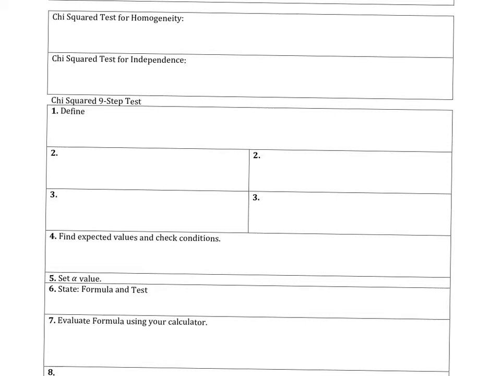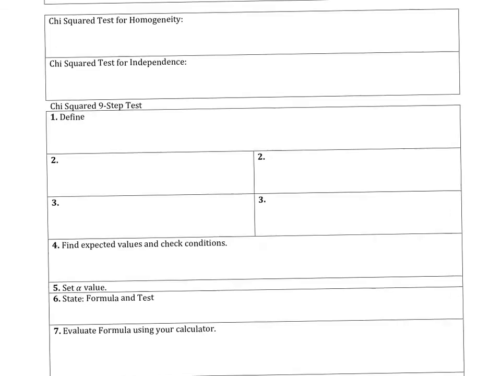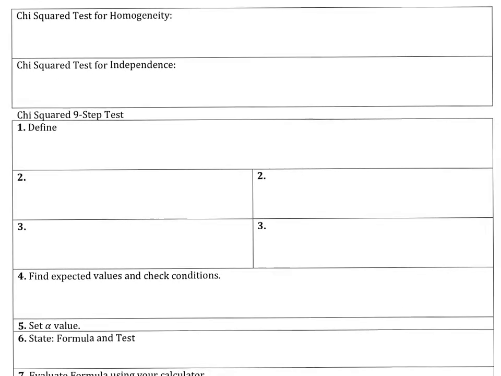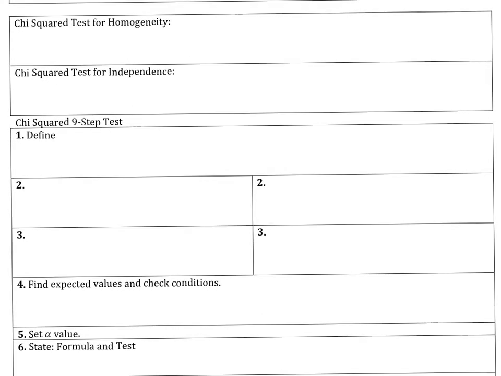Hey stat students, so today we're going to learn about chi-squared tests. You learned about chi-squared goodness of fit tests last class, but now we're talking about a different type of chi-squared test. Some characteristics about chi-squared tests are that they're commonly used for testing relationships between categorical variables.